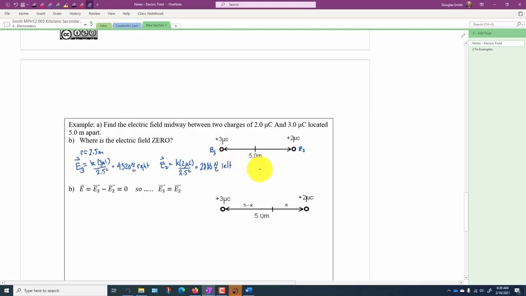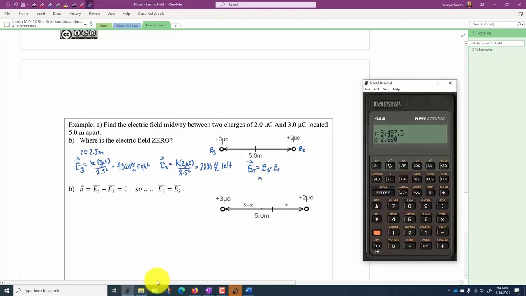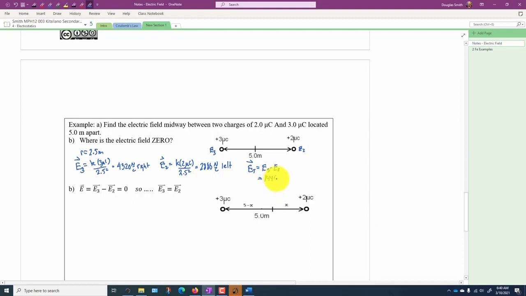So this is similar to the previous question. So E total is the difference between those two. E3 minus E2. So that's going to be 1440 to the right. I think you could have just done it proportionally anyways, if it's right in the middle. Maybe, I don't know. You probably could have done it proportionally. Anyways, that's the answer.